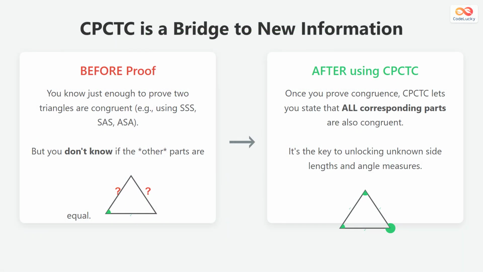So, why is this rule so important? Before you prove that two triangles are congruent, you might only know that a few of their parts are equal. But once you have proven the triangles are congruent, CPCTC acts like a key. It unlocks the fact that all the other corresponding parts must also be equal. This allows you to find unknown side lengths or angle measures.